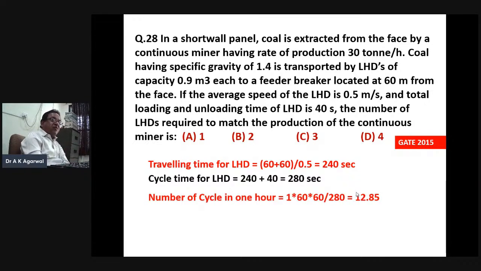Now, number of cycles in 1 hour. In 1 hour, 60 minutes, 60 seconds. So 1 into 60 into 60 divided by 280 is equal to 12.85 cycles. Number of cycles in 1 hour are 12.85.